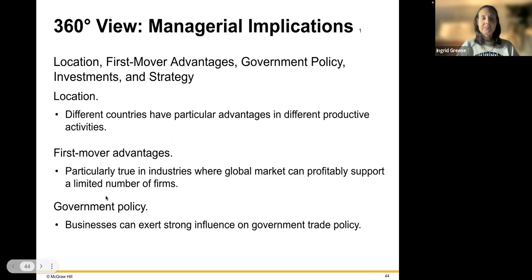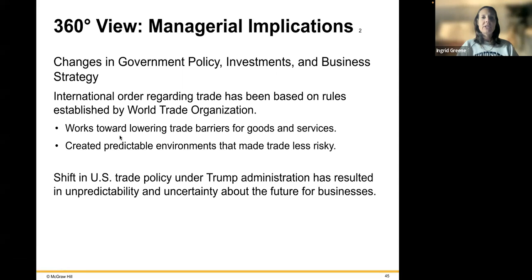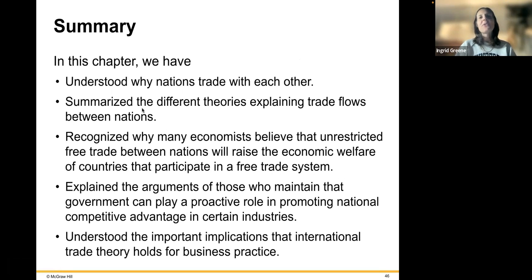So I will let our classmates review the managerial implications. But obviously, they can talk about location, first mover advantages, government policy, changes in government policy. The author loves to talk about Trump and his trade policy, etc. In this chapter, we have summarized why nations trade. Why would nations trade with each other? Because at the end of the day, the theories have proven that everybody does better. We've summarized the different theories explaining trade flows between nations.